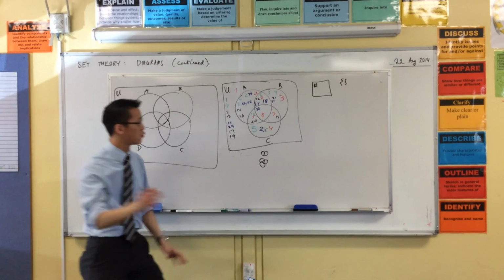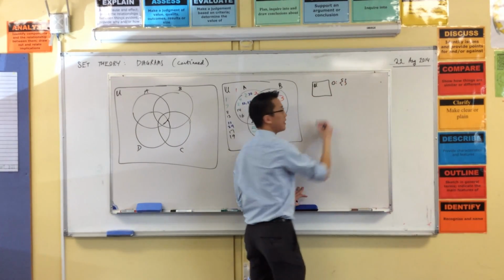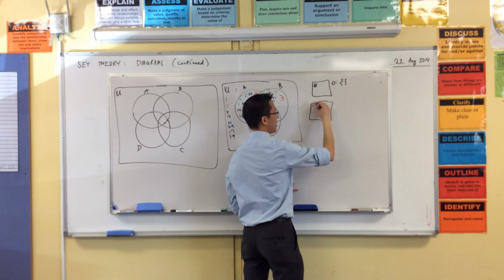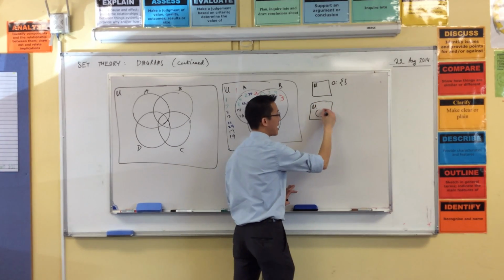That was 0. Let's add on a set, shall we? So, here we go, small one. There's a universal set out there, and then you add in A.